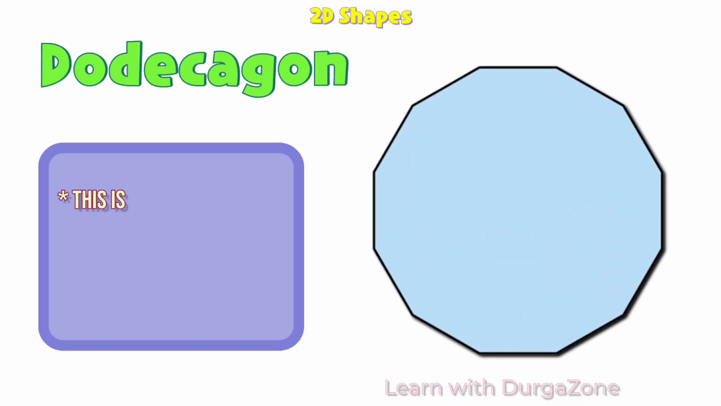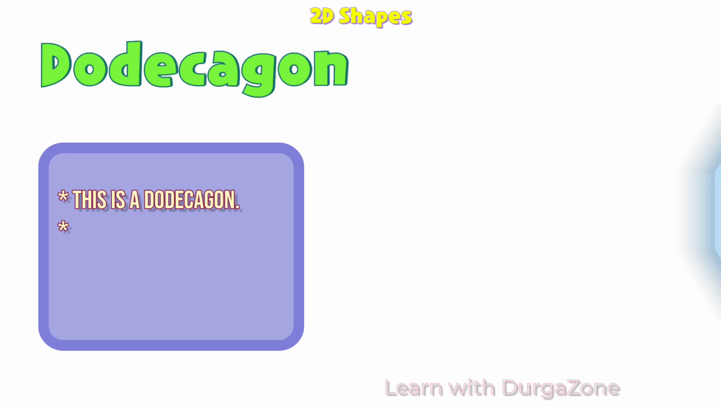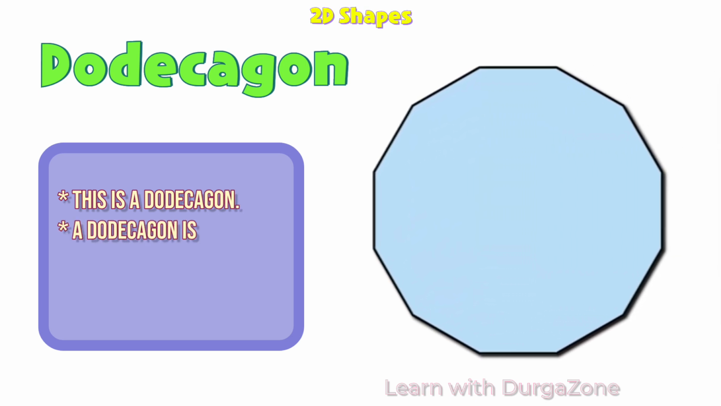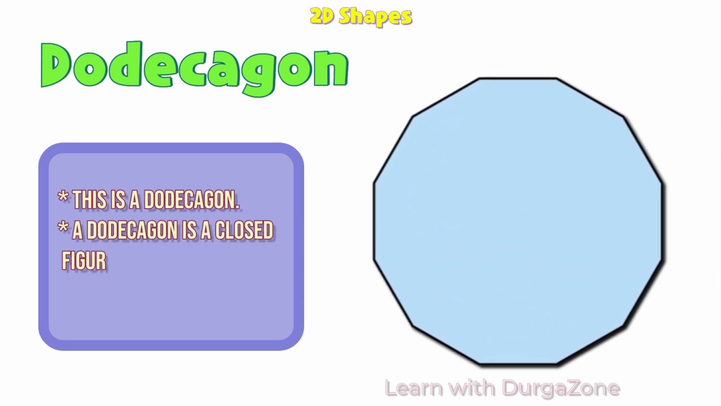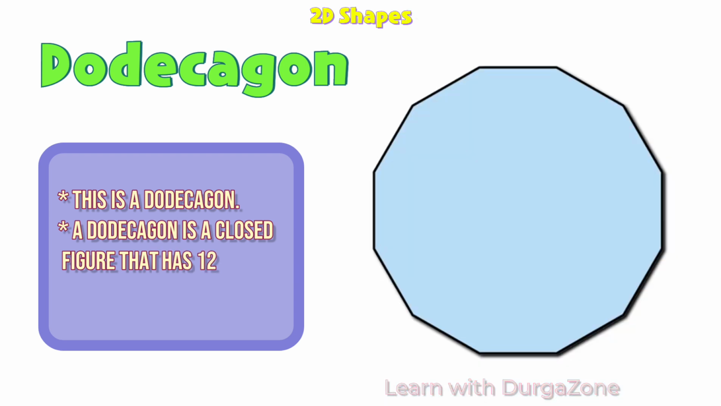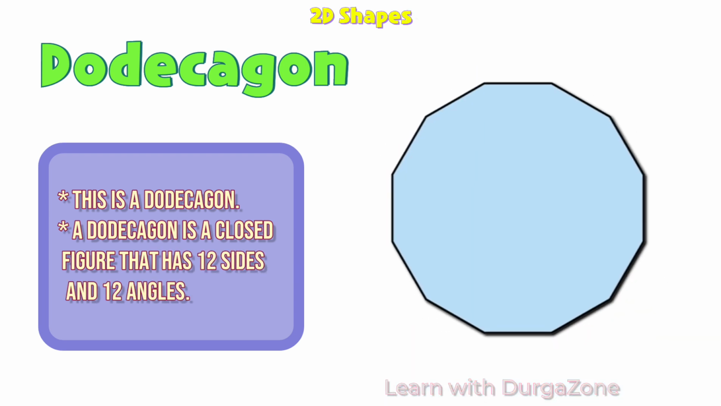Dodecagon. This is a dodecagon. This is a 2D shape. A dodecagon is a closed figure that has 12 sides and 12 angles.